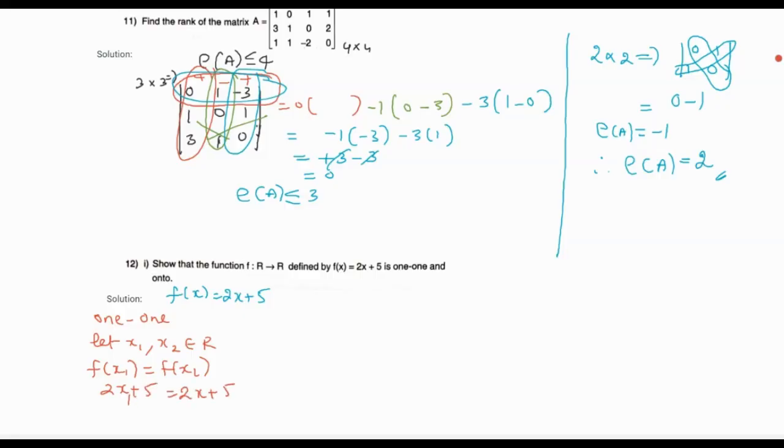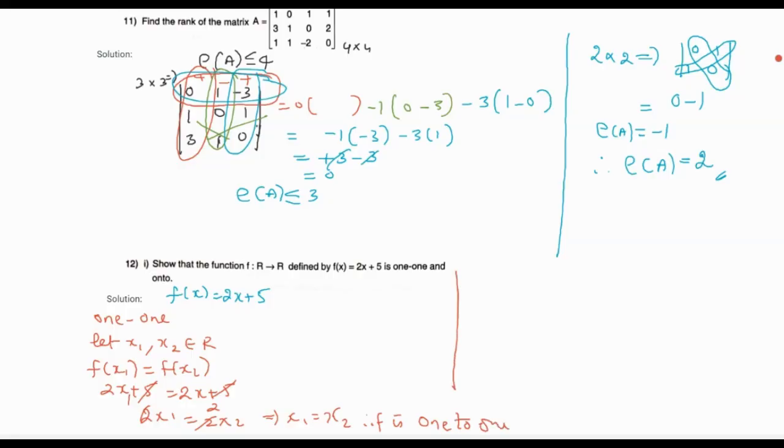Here it is 1 and here it is 2. 5 and 5 cancel. 2x1 will be equal to 2x2. 2 and 2 cancel. We get x1 equals x2. Therefore f is one-one.